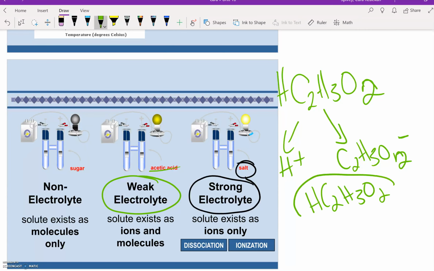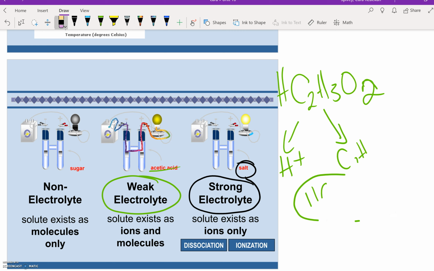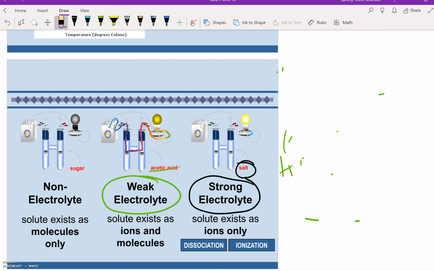So because of this part not dissociating, it does not allow it to conduct electricity as well. So you can notice in this picture that as the energy flows from the battery, it's still going to be able to help the light bulb light up. It's just not going to light it up as bright because it does not have complete dissociation, meaning the molecules didn't break apart completely.